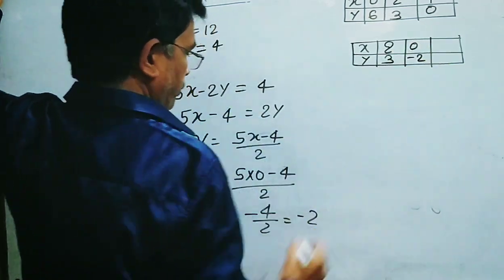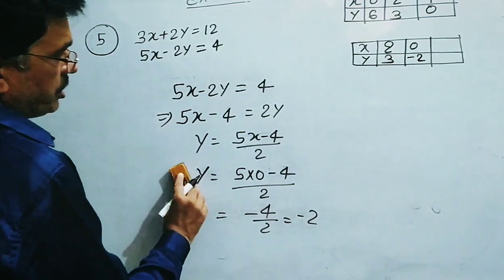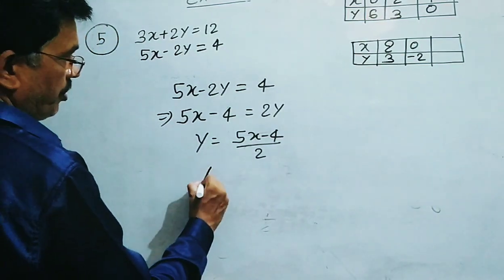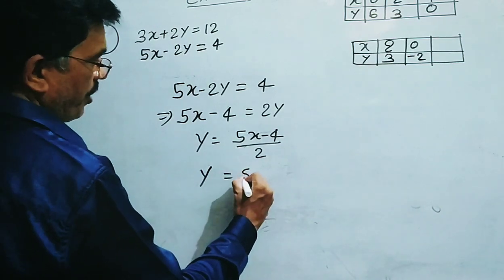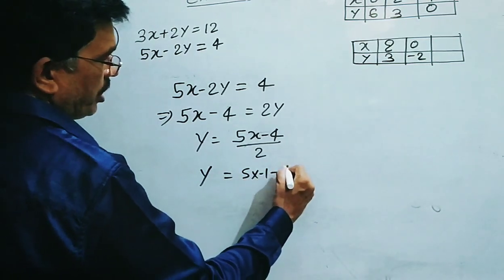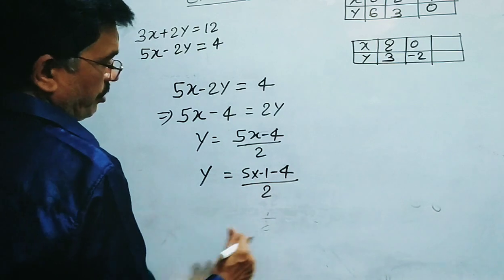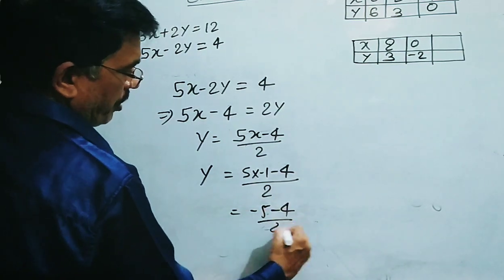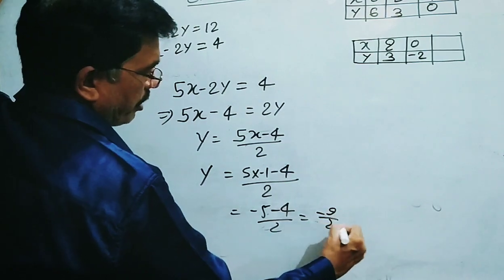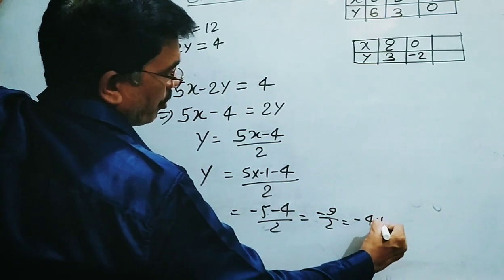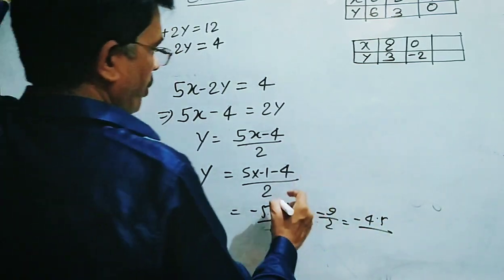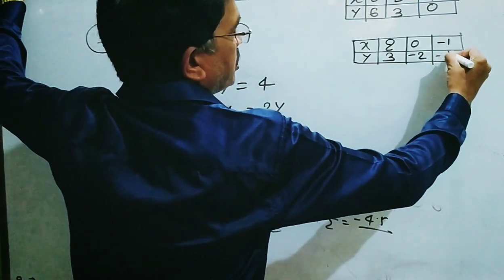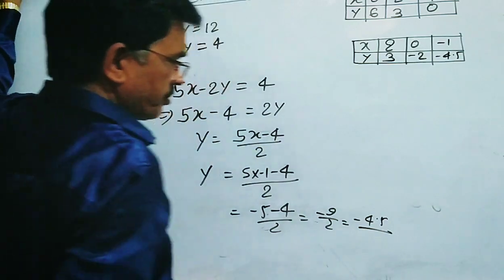Other values: you can write x is equal to minus 1, and y is (5x minus 4) by 2. What do you get here? You get (minus 5 minus 4) by 2, then minus 9 by 2, that is minus 4.5. So when x is equal to minus 1, then y is minus 4.5.